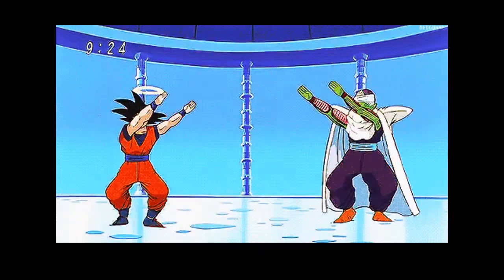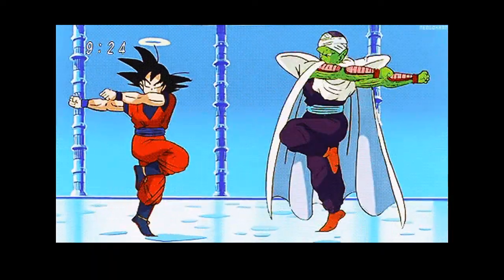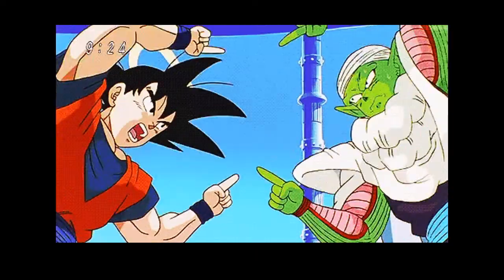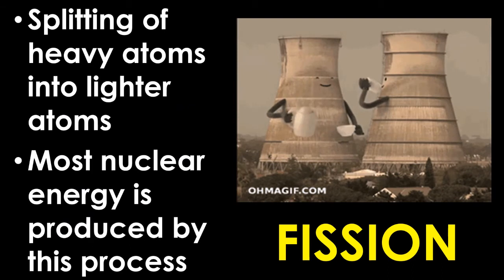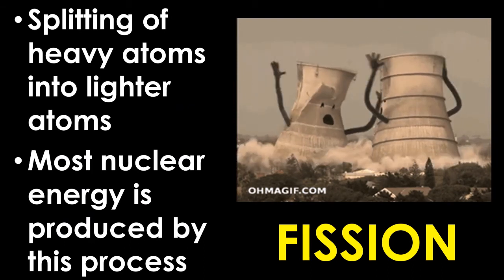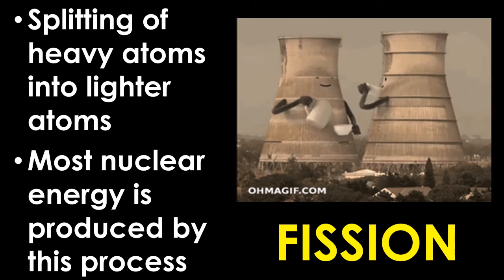Fission. Let's start with fission. It is a splitting of heavy atoms into lighter atoms. Most nuclear energy is produced by this process. Ito po yung mas kinaka-common, mas madali po kasing gawin. Yung ginagawa po, a heavy atom, ini-hati siya, or split into a lighter atom.